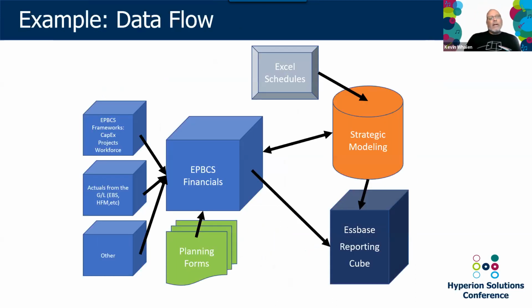So if we're going to put this into a data flow chart, where does strategic modeling fit in? Well, typically I would see that if you did the EPBCS suite and you're looking at the financials, you're going to get information from the frameworks if you have them activated, like CapEx, projects, workforce, et cetera. You get headcount and all those other data and drivers and expense. This is for the short term: the plan, next year's budget, or this year's forecast. You're going to get your actuals maybe from the GL, from FCC, EBS, HFM, something like that. And you may have some other sources. They're all going to be feeding into how I'm building my near-term forecasts.